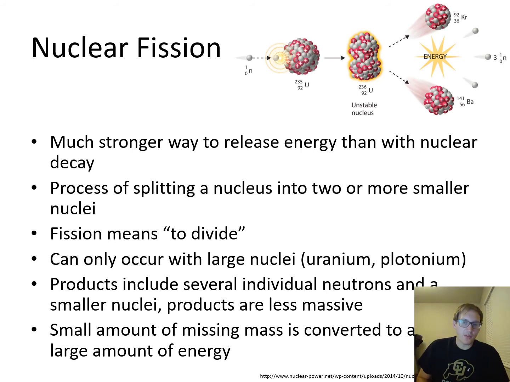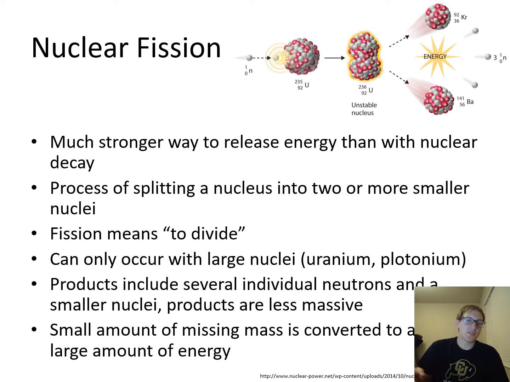Okay, really all that's being released when we drop a nuclear bomb is energy. But it's so much energy that it completely wipes out everything in its path. Nuclear fission is a much stronger way to release energy than nuclear decay. It is a form of nuclear decay in a way, but it is a forced nuclear decay. We're actually trying to split this atom on purpose rather than just let it decay on its own.